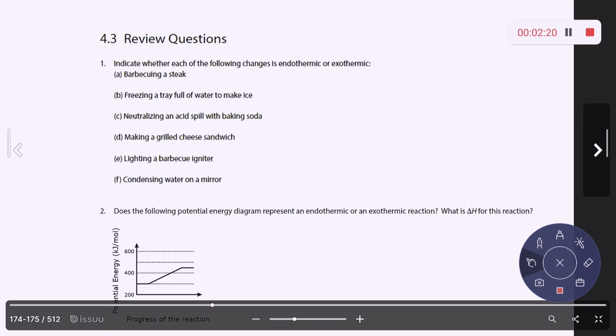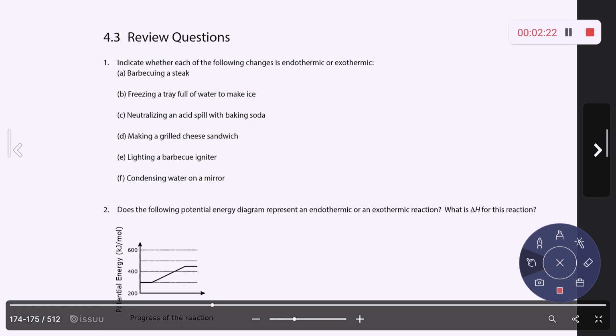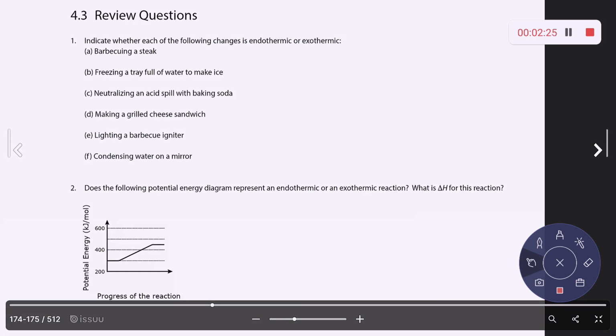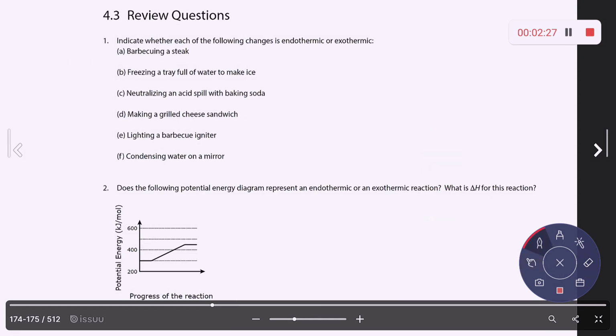Okay. Indicate whether each of the following changes is endothermic or exothermic. Barbecuing a steak. Endo. Good job. Freezing a tray full of water to make ice. We disagree. Endo. Okay, so when you convert a solid to a liquid, it's absorbing heat. When you convert a liquid to a solid, then it must be what? Exo. Okay, so this would be exothermic.